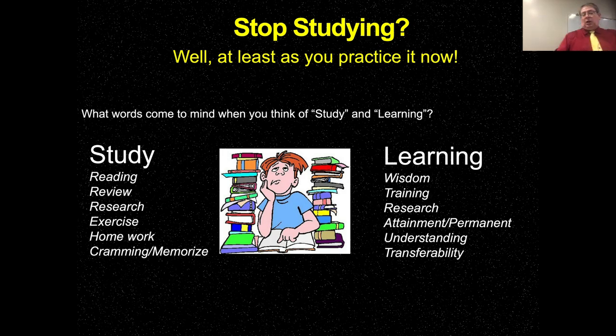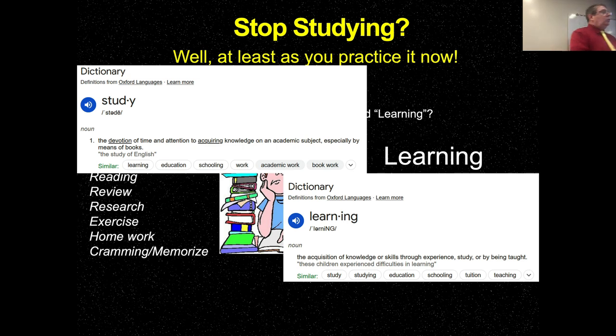And so I actually looked up the definitions of these two words, study and learning. When you look at the dictionary, right? Just typing in, telling Google to define these words for me. You'll notice for study, it says the devotion of time and attention to acquiring knowledge on an academic subject, especially by means of books. For example, the study of English. Similar words are learning, education, schooling, work, academic work, book work. Okay, that's kind of what it told me studying.